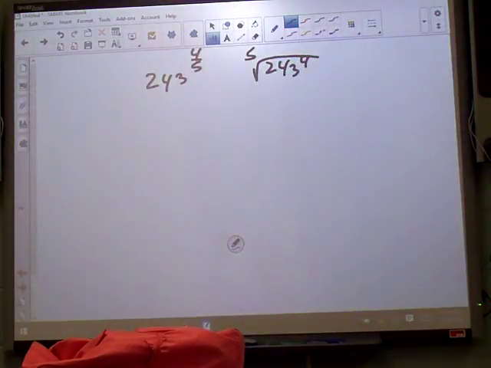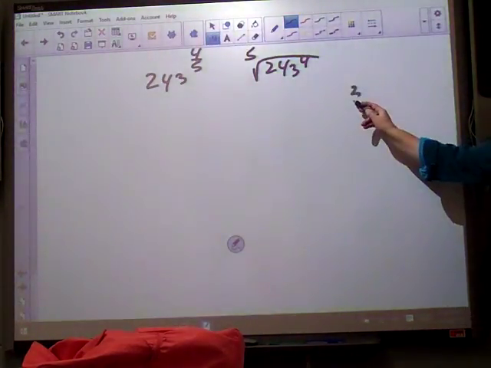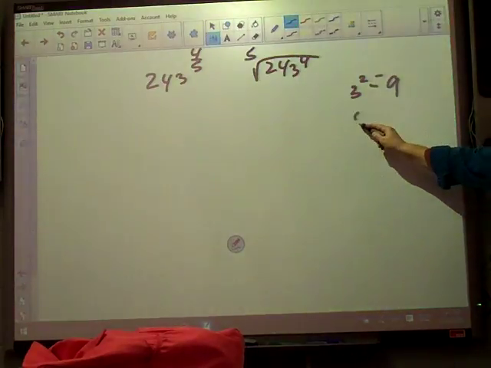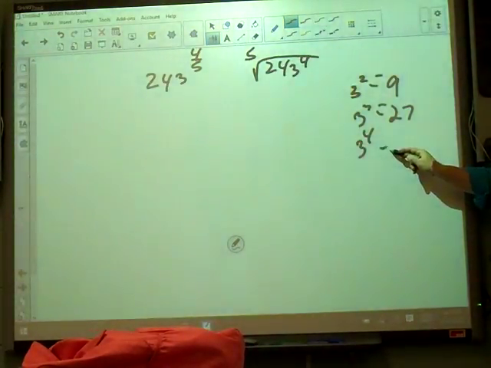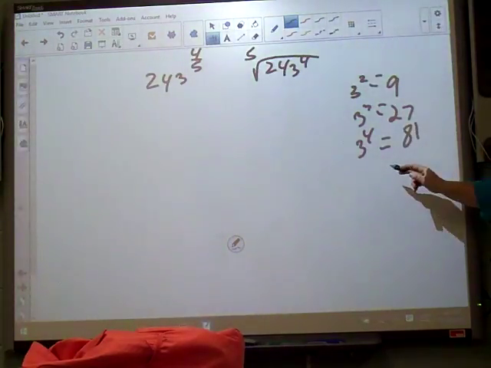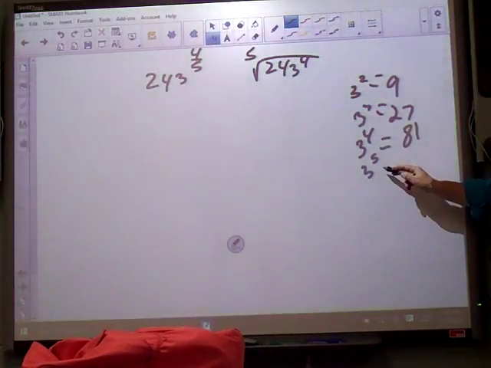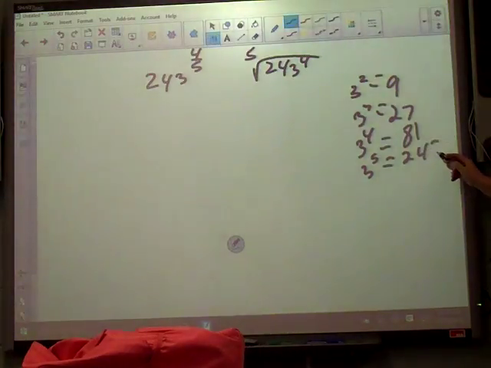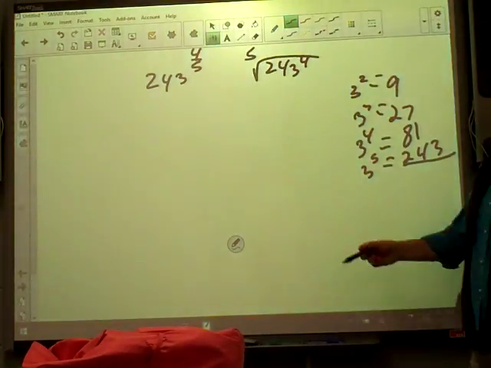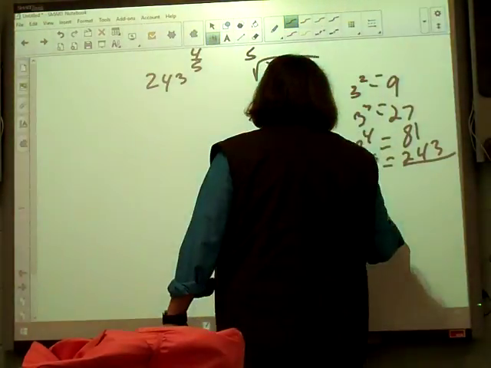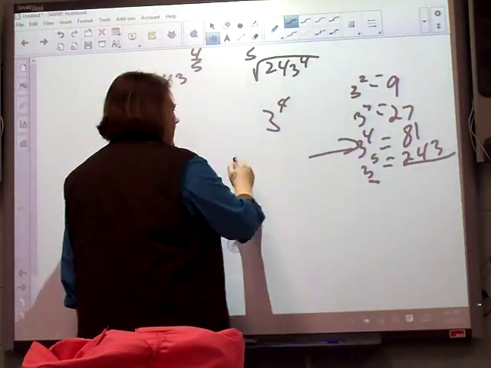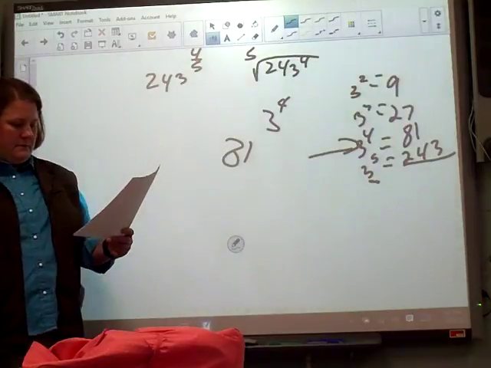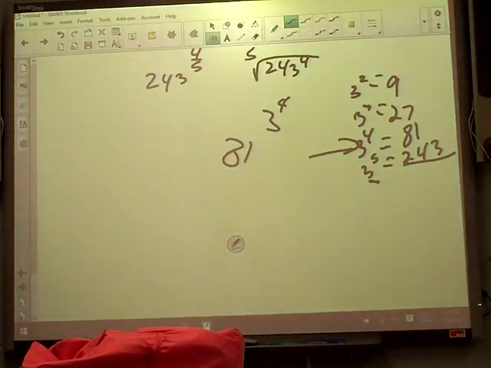But the 5th root of 243, I can figure that out because I know it's not 2, since it's not an even number. So if I start listing powers of 3, 3 squared is 9, 3 cubed is 27, 3 to the 4th is 81, 3 to the 5th is 243. So the 5th root of 243 is 3, then I just got to figure out 3 to the 4th, and I just did that, so you ought to get 81. And your calculator would have done that for you.